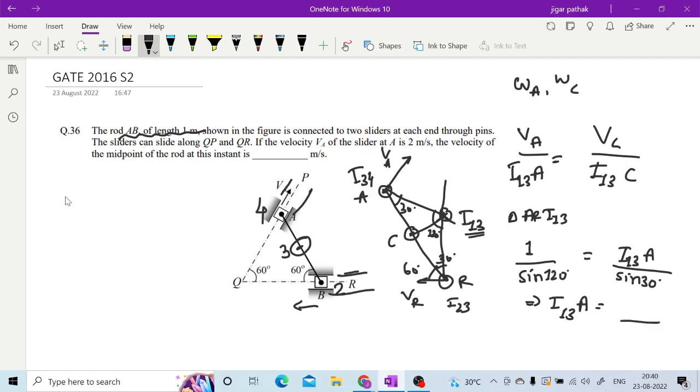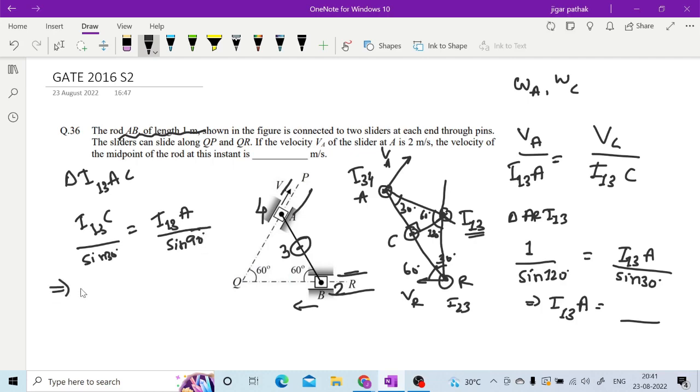Once you have the dimension of I13A, then you can check the triangle I13AC, right? If you apply the sine law in I13AC, this angle is 90 degree, this angle will be 60 degree. So I13C upon sine 30 will be equal to I13A upon sine 90, right? So as you have calculated I13A, you can now calculate I13C.